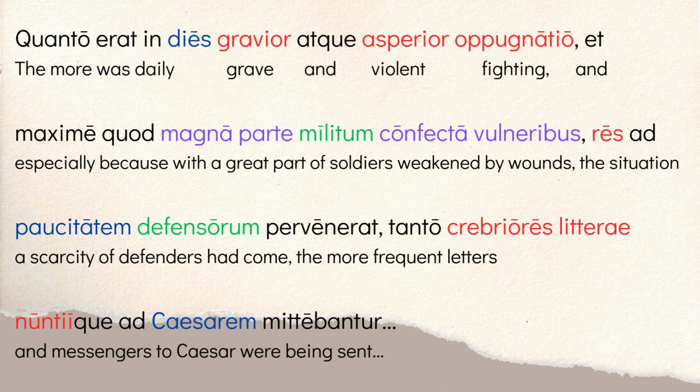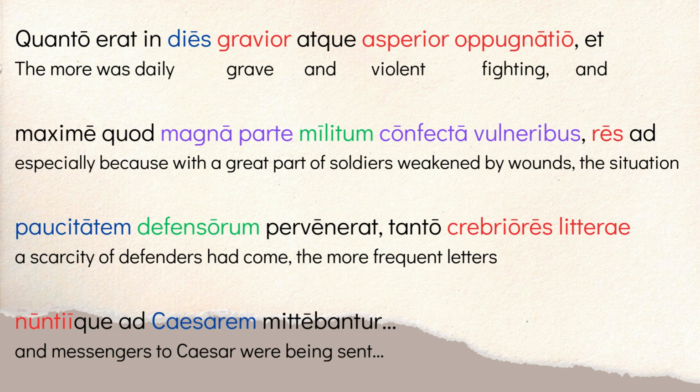Then you get your tanto, the other half of the correlative. So you have tanto crebriores litterae. So the more frequent letters, right, the litterae, and nuntii, nuntiique, and messengers, mittebantur ad Caesarem, were being sent, mittebantur, right, they were being sent to Caesar. So it's saying the more that this goes on and the fighting is getting worse and worse and the Romans are getting more injured, the more letters they send out. They're sending out more frequent letters.